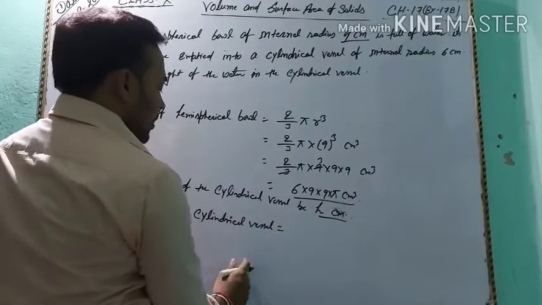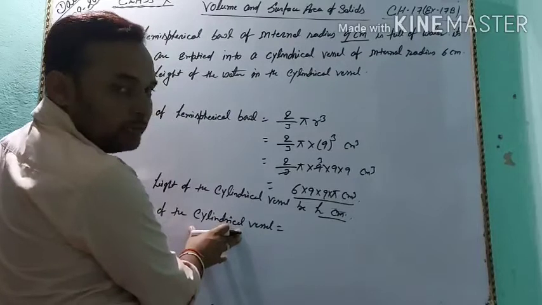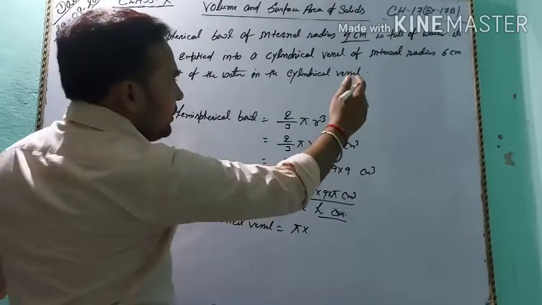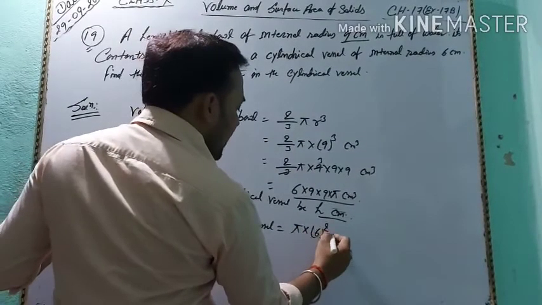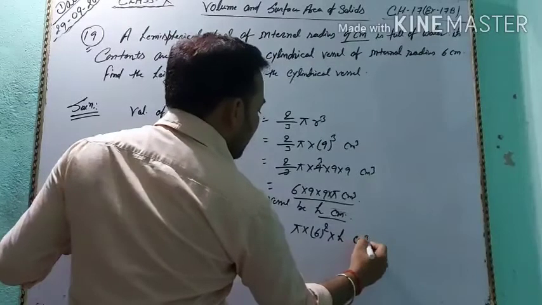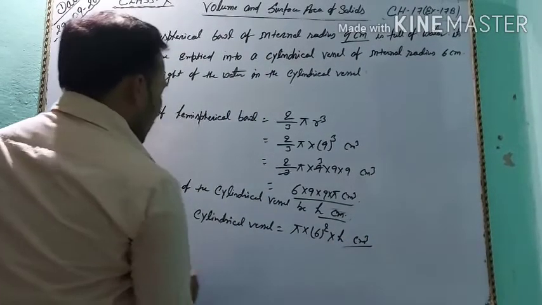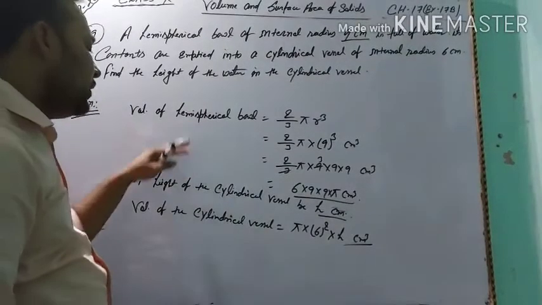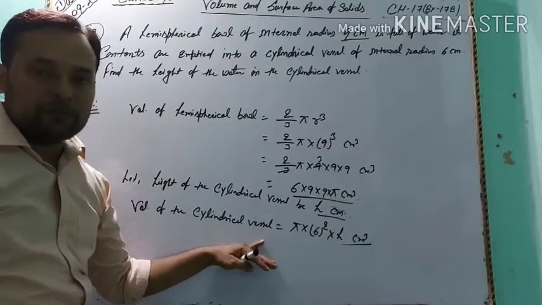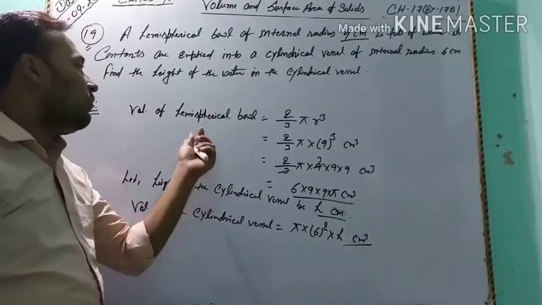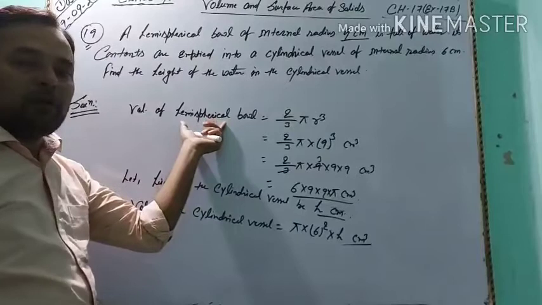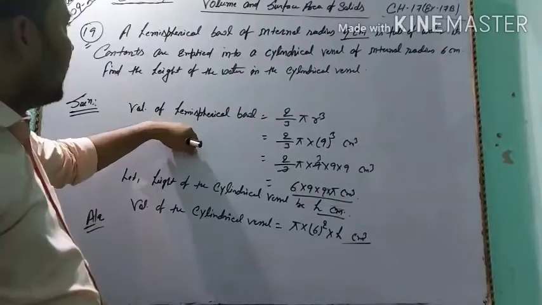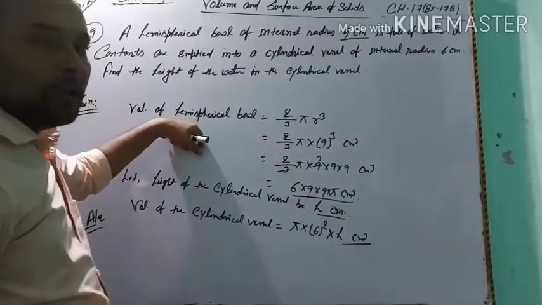Okay, so volume of the cylindrical vessel is equal to pi r square h, that is pi, and r equal to 6 centimeter, radius is 6, r square into h cubic centimeter. And according to your question, the volume of the hemispherical bowl is equal to the volume of the cylindrical vessel, because the full water of the hemispherical bowl is poured into a cylindrical vessel.